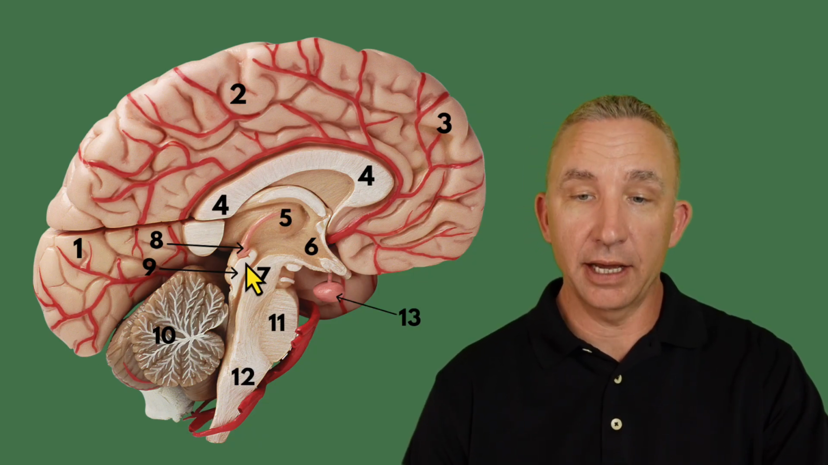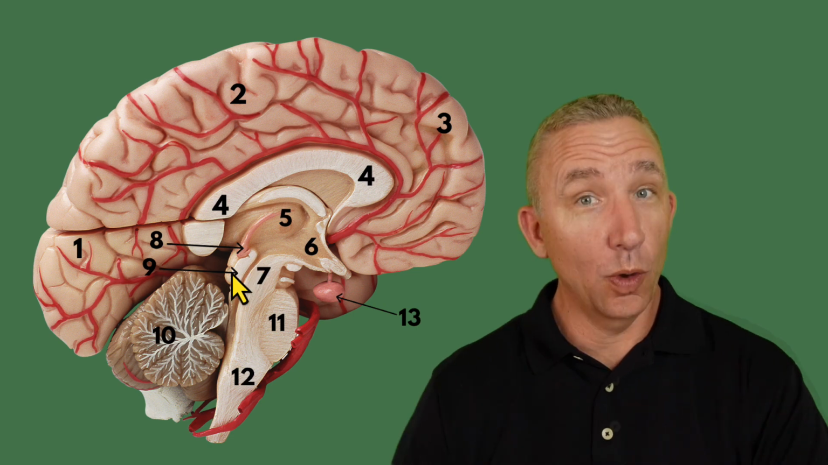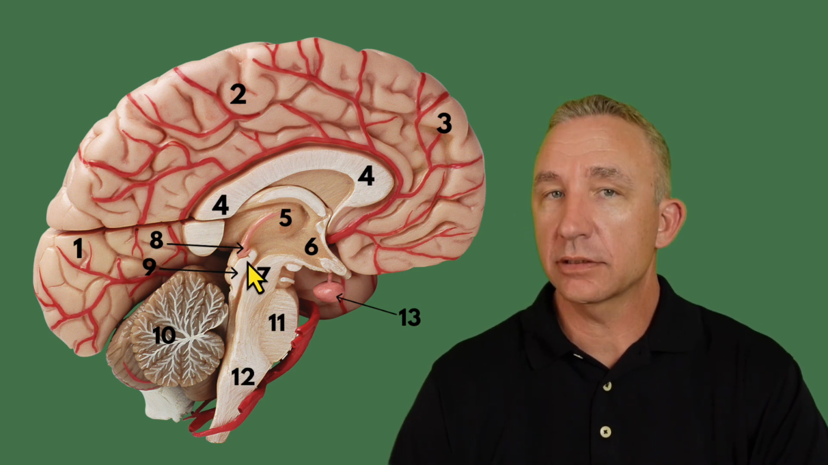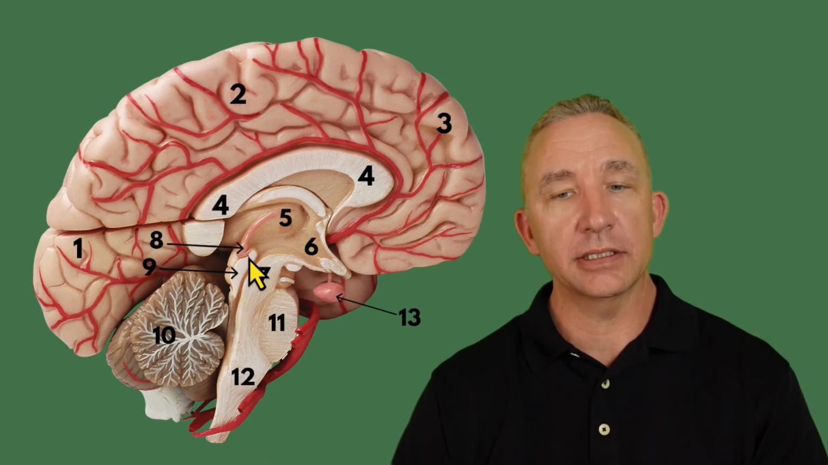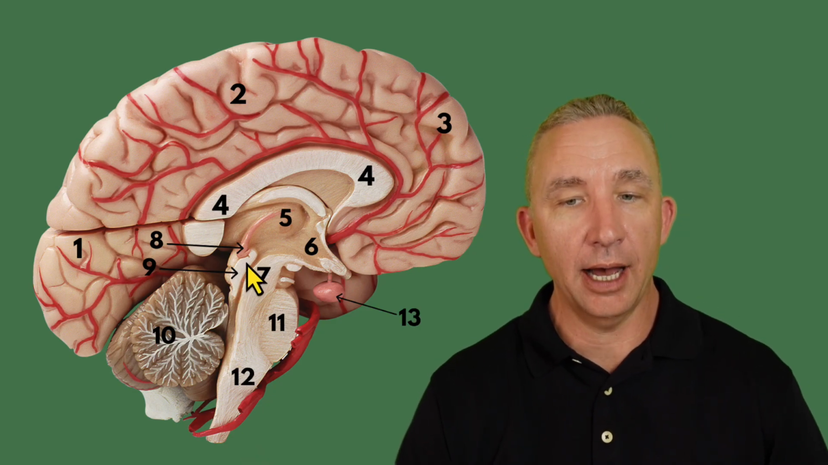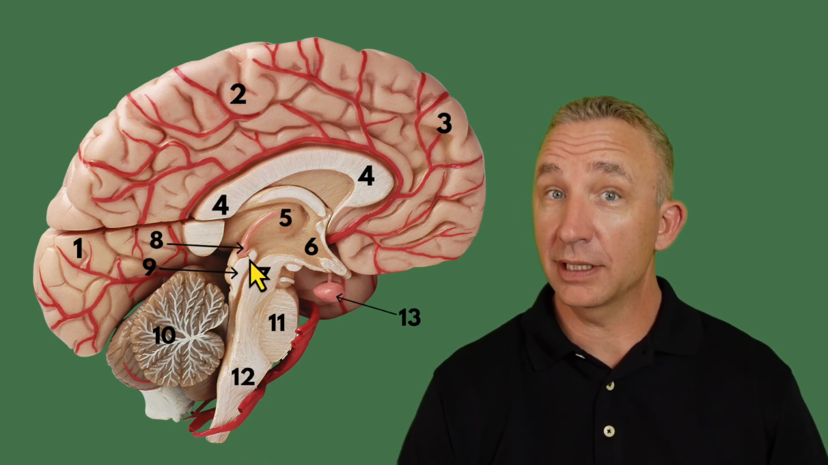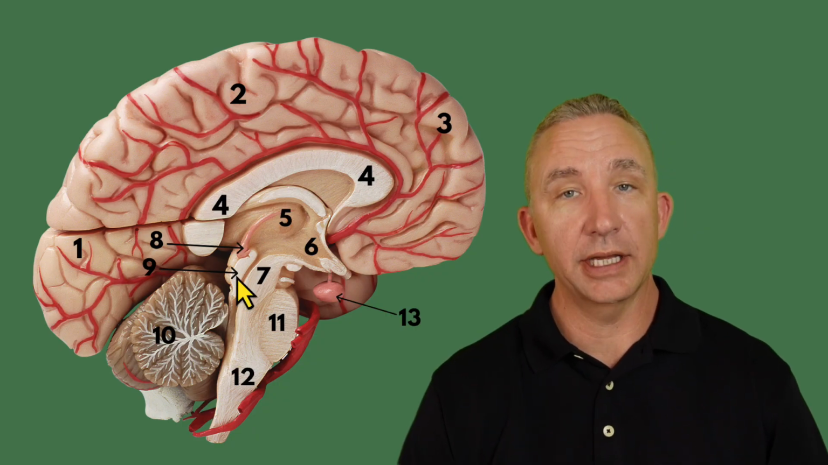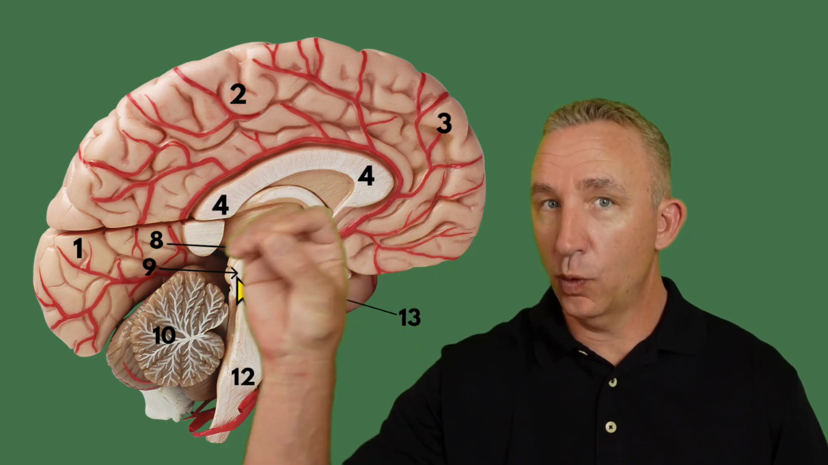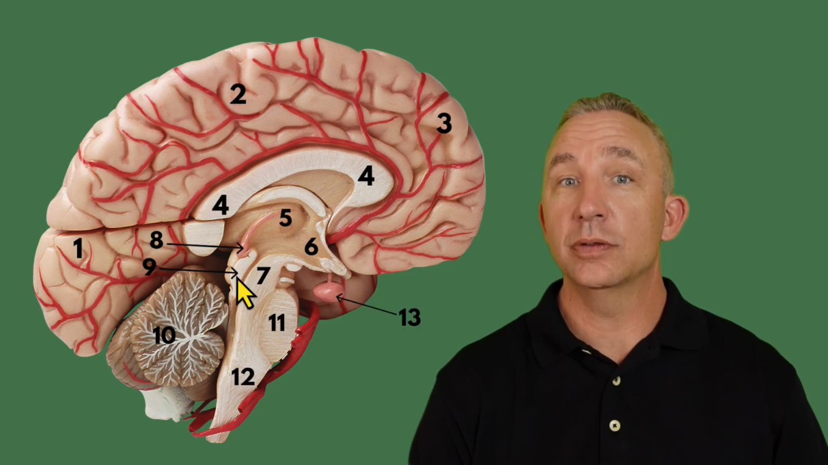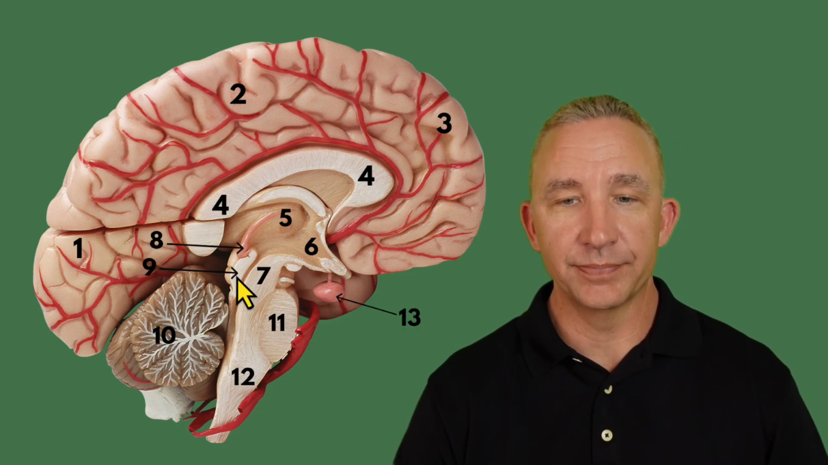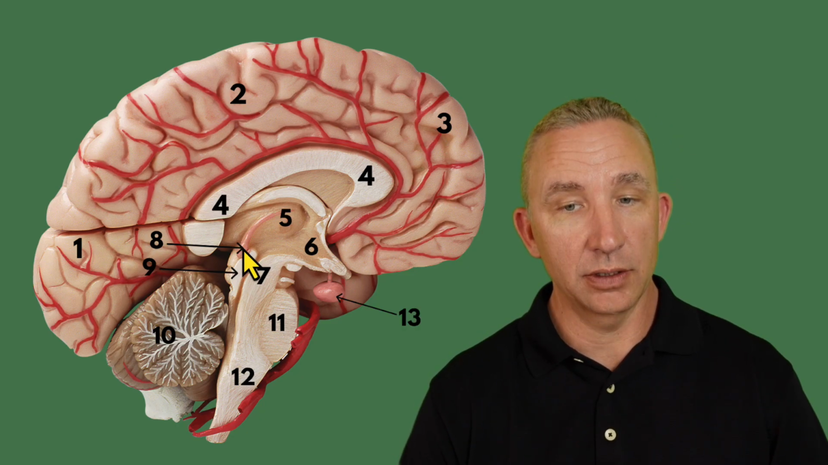On the other side, you also see number 9, corpora quadrigemina, also known as the tectum, is actually 4 structures in one. Because I can see 2 sides, the top is called the superior colliculus, the bottom is called inferior colliculus, but there's 4 sections of this, 2 superior colliculi on top, 2 inferior colliculi on bottom. Number 8 is the pineal gland.